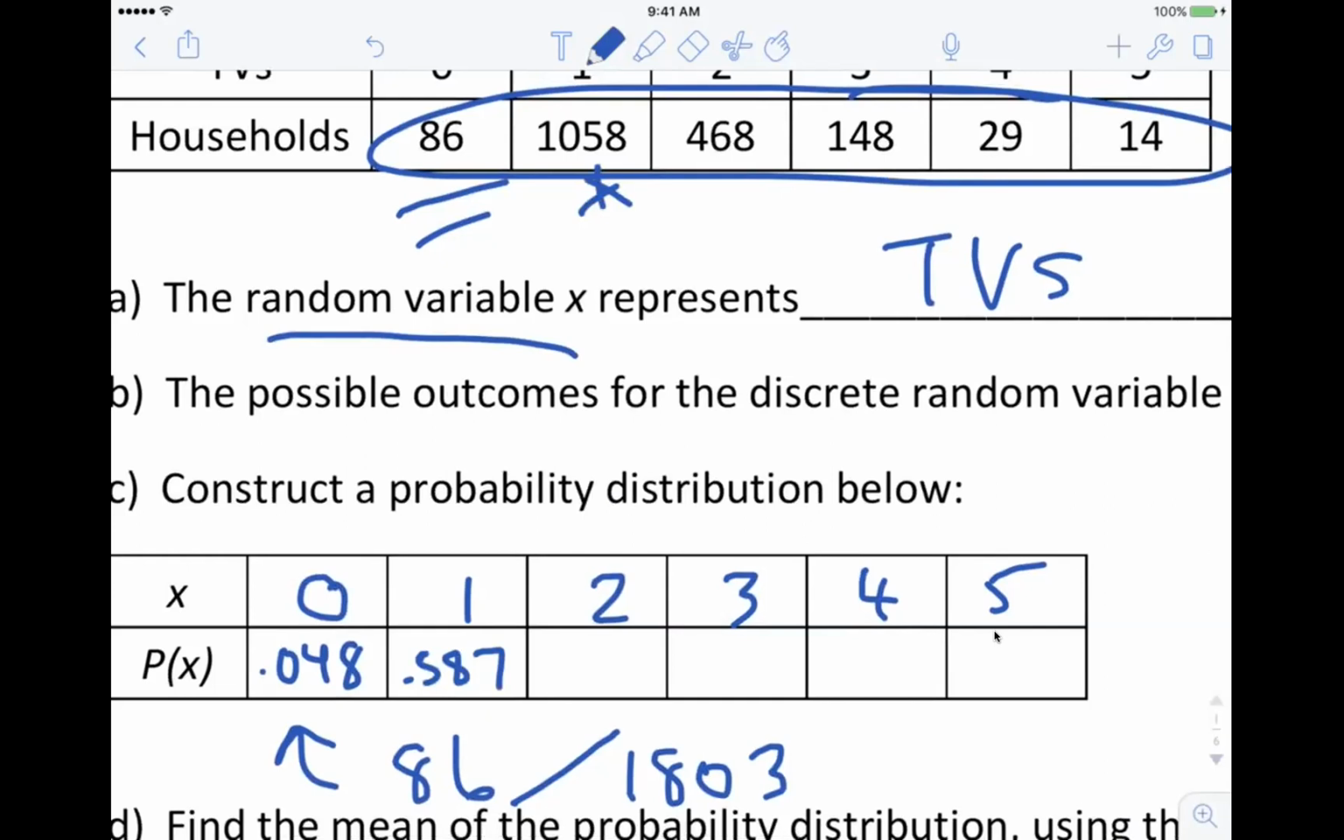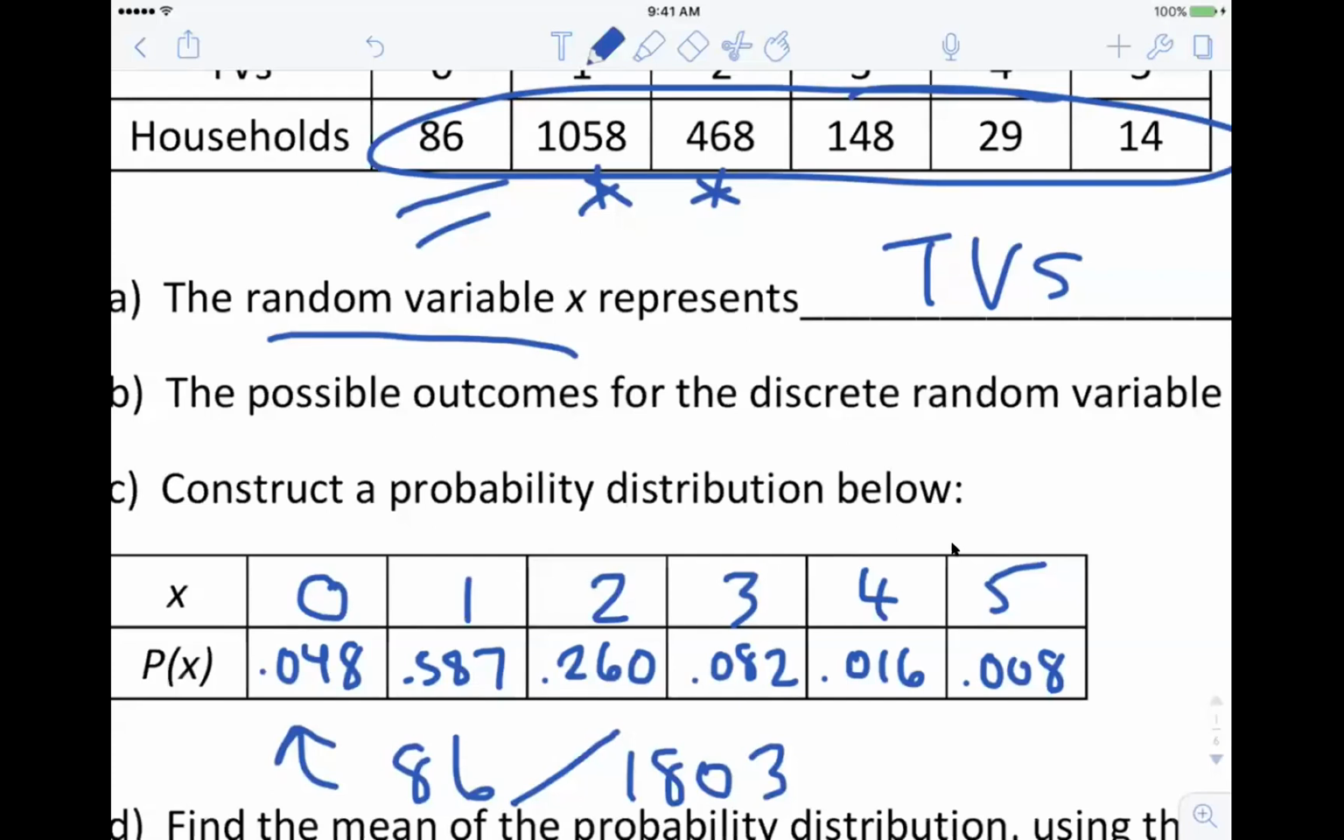Okay. And I'm going to continue doing this. So the next one is 468. On my calculator, I'm doing 468 divided by 1,803. And that's 0.2, if I round to 3 decimals, 0.260 on that one. If you want to try the rest on your own, go for it, and then you can check. I'm just going to pause now and then do them all.